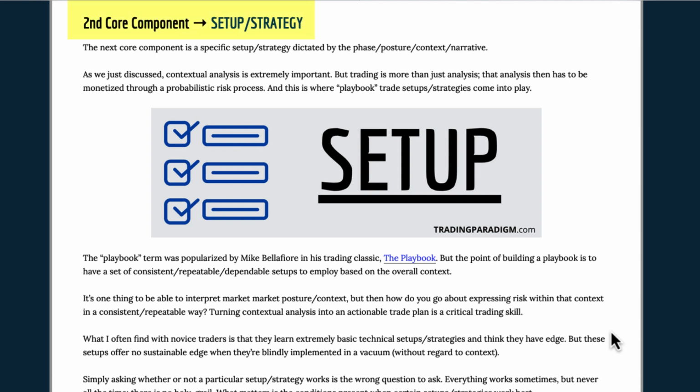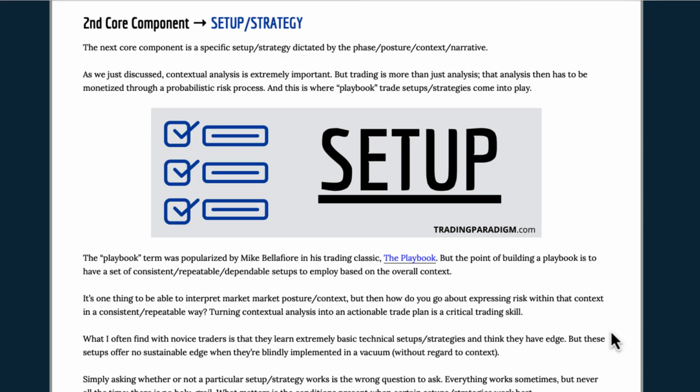The next core component is a more specific setup or strategy that's dictated by what we just talked about, context. I like to refer to them as playbook setups. This is a term popularized by Mike Bellafiore, one of the founders of SMB Capital, in his book titled The Playbook. But the point of building a consistent playbook is to have a set of consistent, repeatable, and dependable setups to take advantage of based on the overall context.